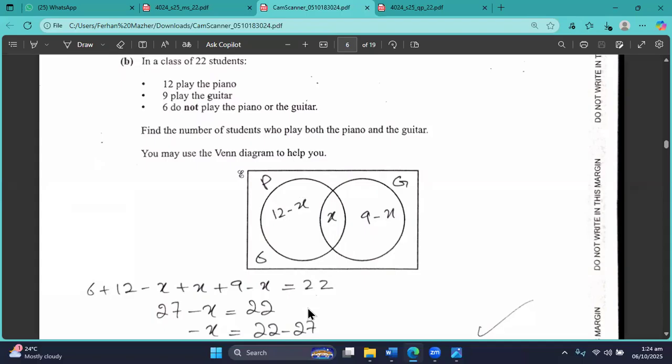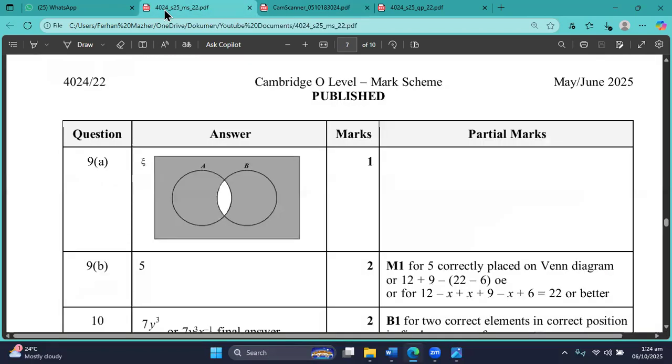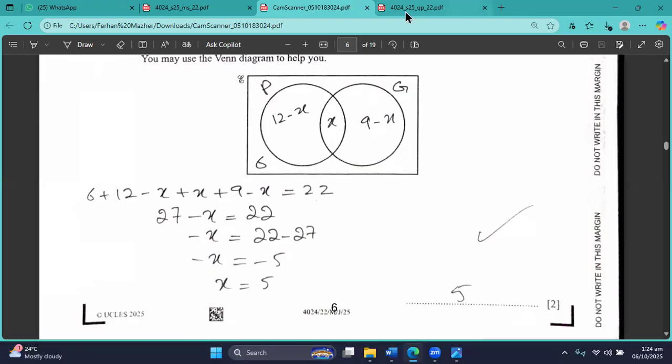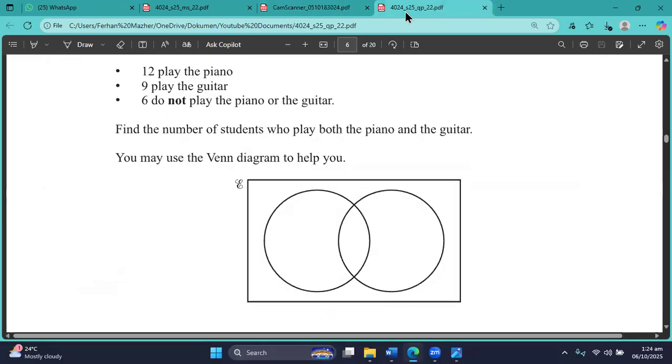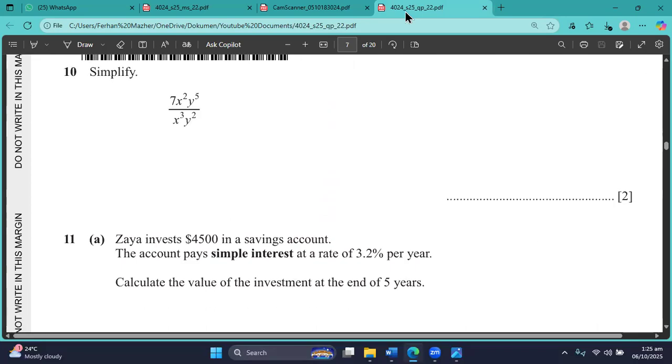So 27 minus X equals 22 minus X is equal to minus 5. So X equals 5. So the people who play both piano and the guitar in that overlapping portion is X, that is 5. So they will be 5. So question number 9, B part, 5 is the answer, sir. This is how this is done. I hope you understand. And the next question coming up on your screen is question number 10.